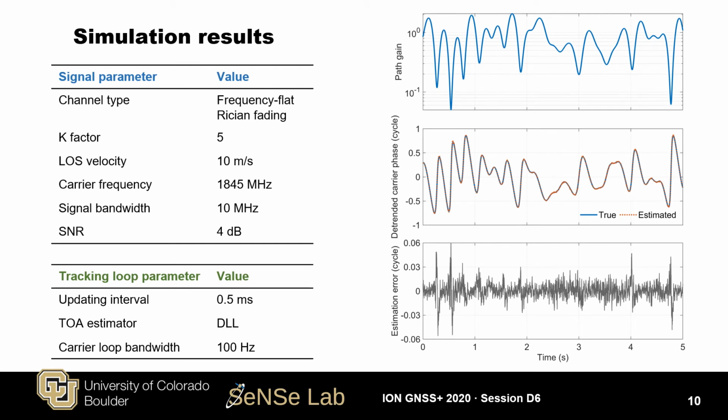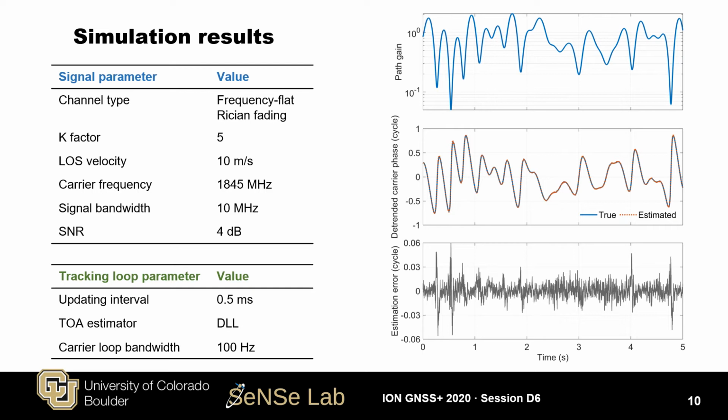First, we would like to present some simulation results. In the simulations, we assume a frequency flat Rayleigh fading channel so that we can focus on the effects of path fading on the carrier phase tracking. Other signal parameters and tracking loop parameters are provided in the two tables on the left. In fact, we did a thorough performance assessment using different loop parameters for various signal conditions, and we'll show them in the subsequent slides. We thus ensure that the loop parameters shown in this table are appropriate for this signal condition.